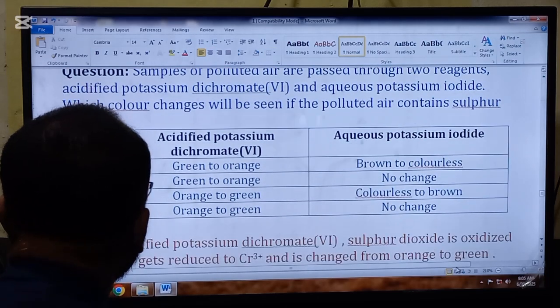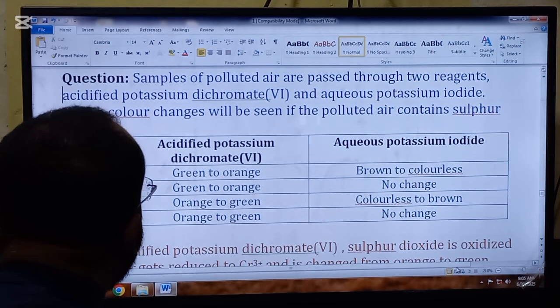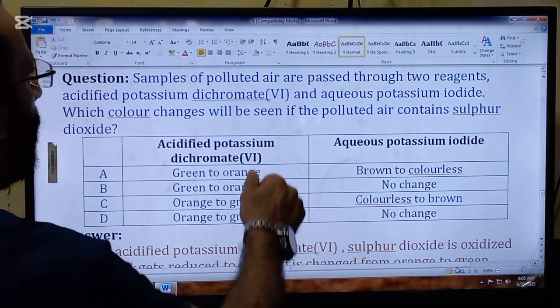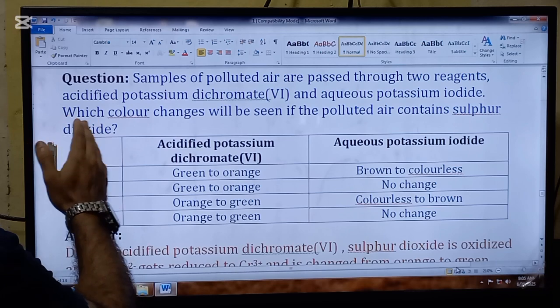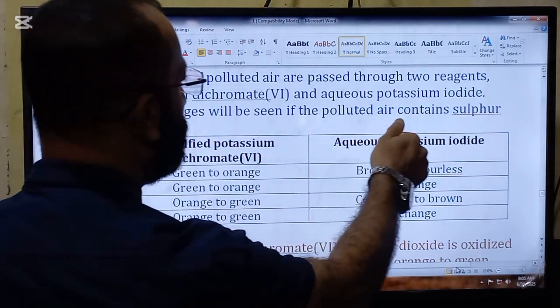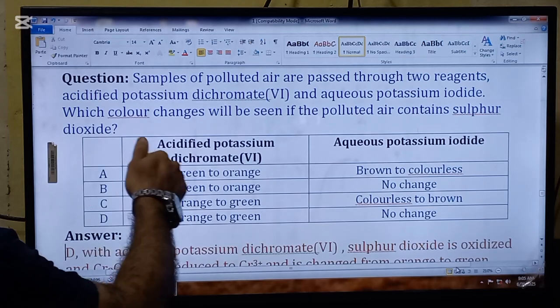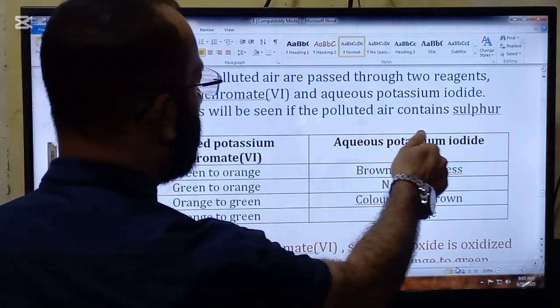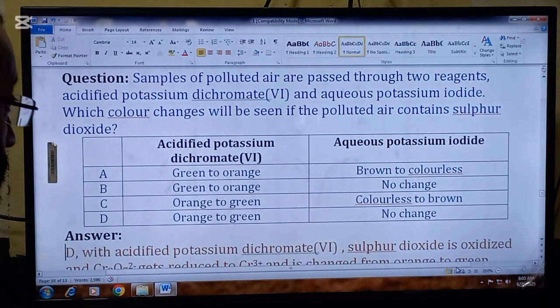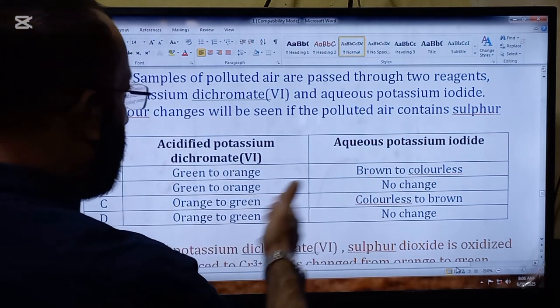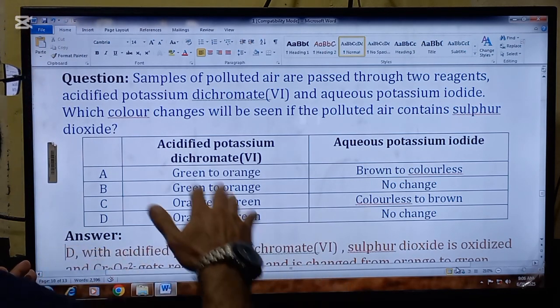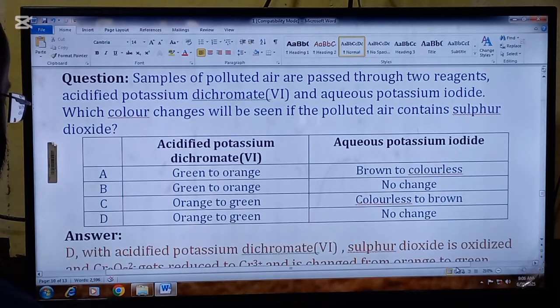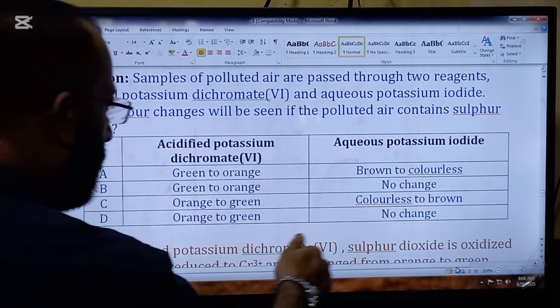Okay, here is another question. Samples of polluted air are passed through two reagents, acidified potassium dichromate and aqueous potassium iodide. Which color change will be seen if the polluted air contains sulfur dioxide? Okay, very important part. So look now, these are the samples and reagents through which polluted air has passed. So the answer will be D, from orange to green, and no change.